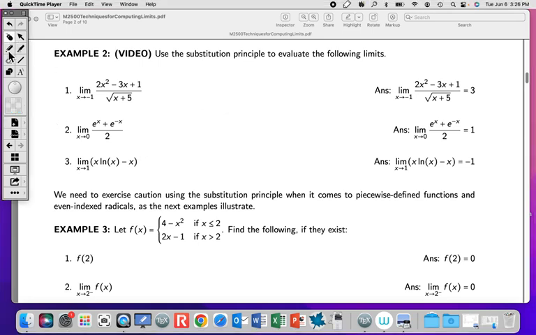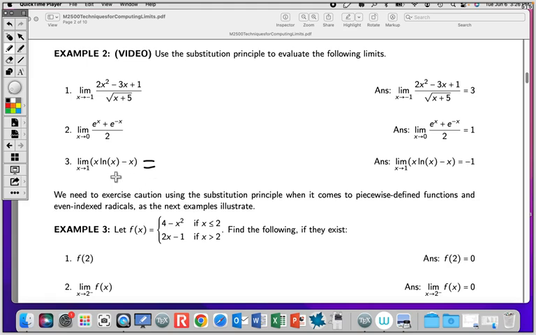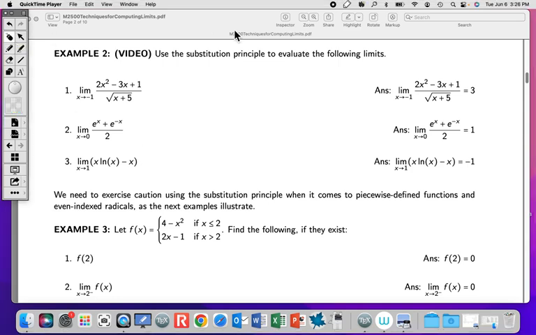Last but not least, we have the natural log. Once again, you may remember from algebra that the natural log gets funny around 0. Fortunately, we're heading into x equals 1, so we can use the substitution property. You might remember that the natural log of 1 is 0, and so we get 0 minus 1, which is -1. And I'll leave it to you to check these answers numerically and graphically if you so choose. So that'll do it for that example.